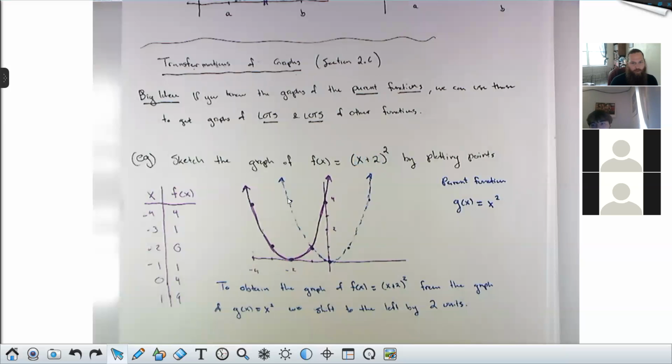All right, I take every single one of these points and move it to the left 2 units. We all comfy with this guy?